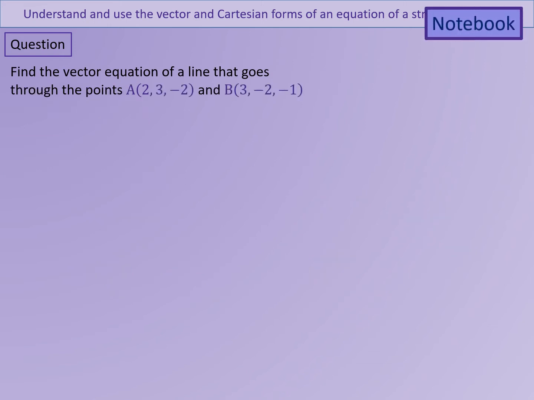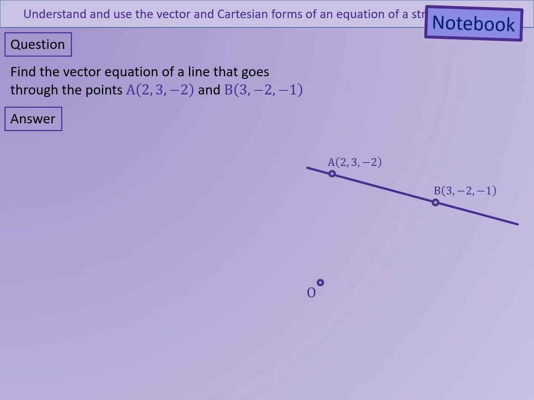This time we want to find the vector equation of a line passing through 2 points. Again, we're going to use the general form for the vector equation of a line, and we can use either of the 2 points, A or B, as the position of a particular point. We're going to use A here, so we're going to use (2, 3, -2) as the position vector. To find the direction, we need to find the vector from A to B.